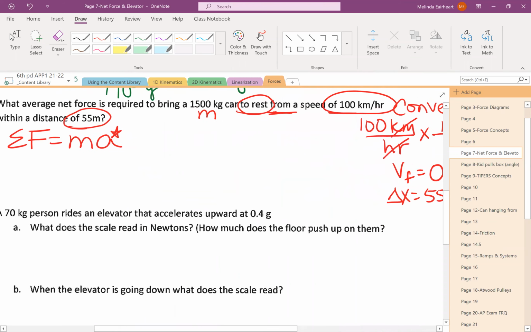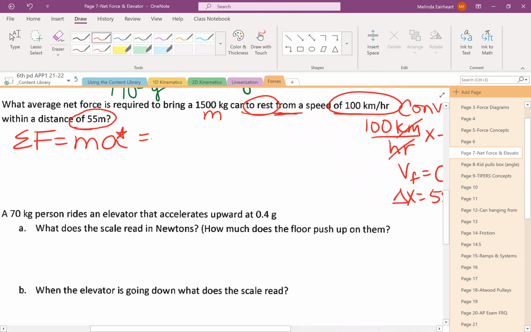They wanted the net force. And so we know the mass, 1,500. Acceleration is that negative 7. And again, kilogram times meter per second squared. So work it out. Let me know what you get.